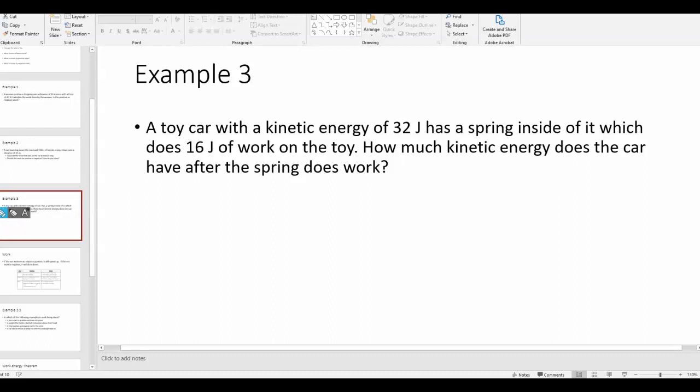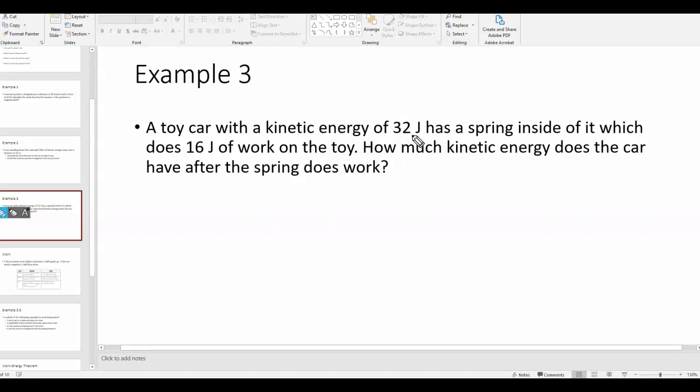Okay, so example 3. Example 3 says a toy car with a kinetic energy of 32 joules has a spring inside of it which does 16 joules of work on the toy. How much kinetic energy does the car have after the spring does work? Okay, so see if you can figure this out.